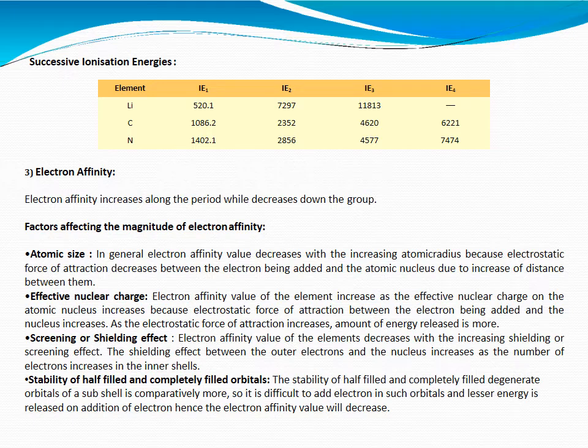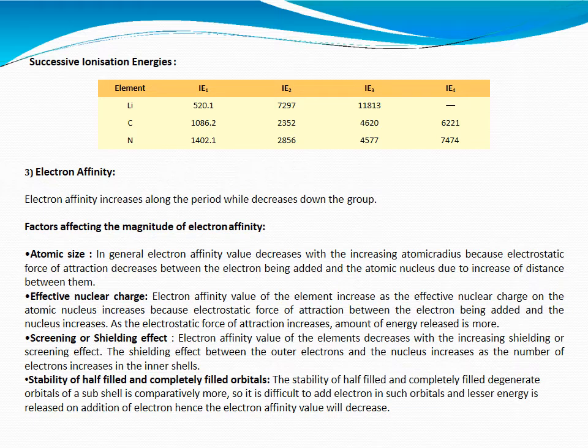Second, effective nuclear charge. The electron affinity value of the element increases as the effective nuclear charge on the atomic nucleus increases, because the electrostatic force of attraction between the electron being added and the nucleus increases. As the electrostatic force of attraction increases, the amount of energy released is more. Third, screening or shielding effect. The electron affinity value of the element decreases with increased shielding or screening effect.